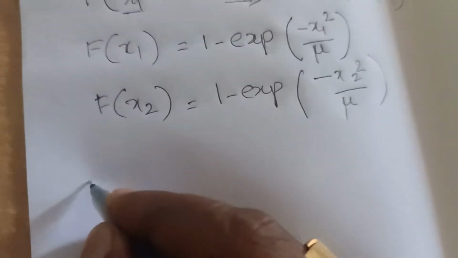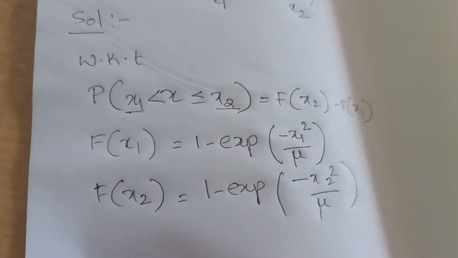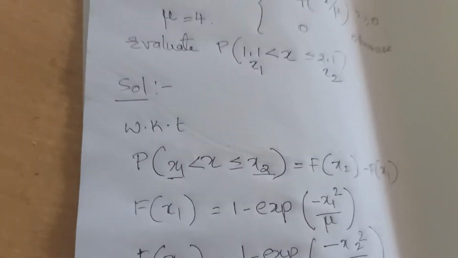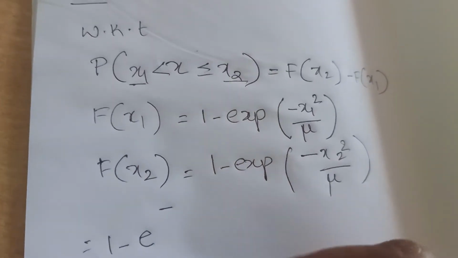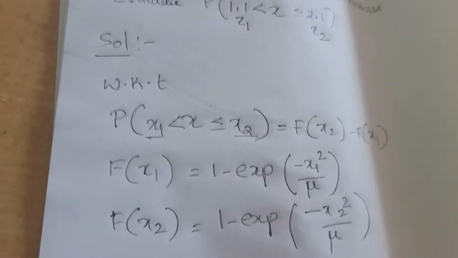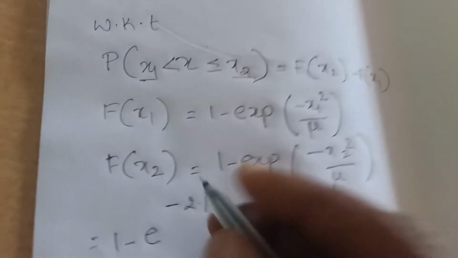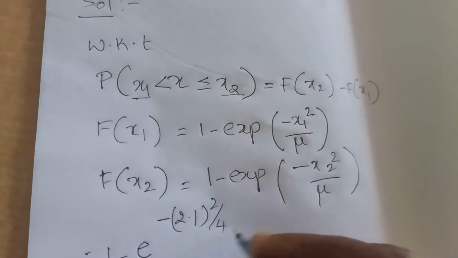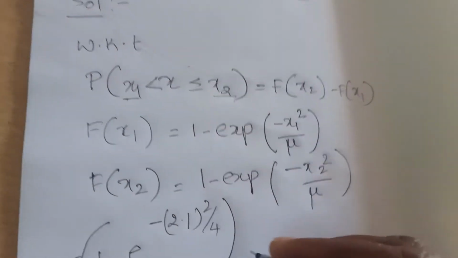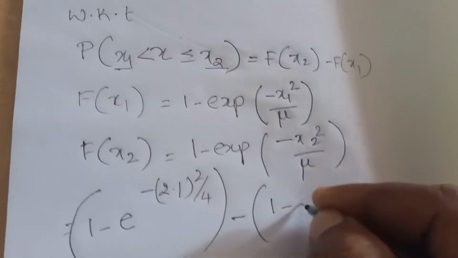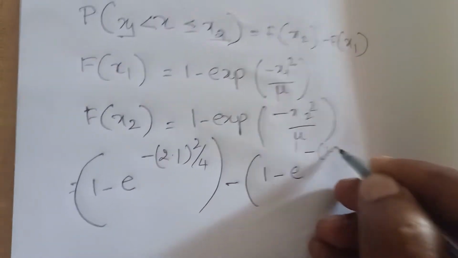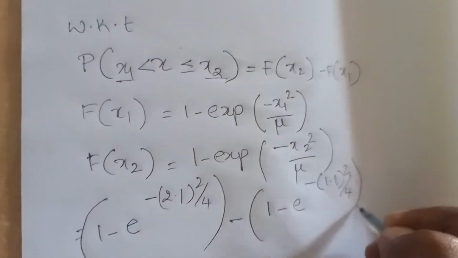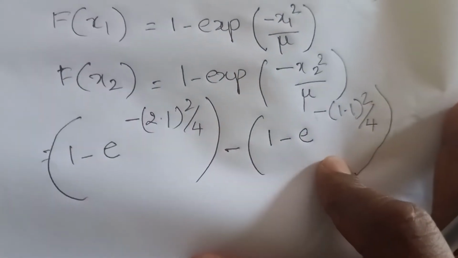So now if you substitute that in this formula, F of x2 minus F of x1 is the formula. Therefore, you get 1 minus e power minus x2, which is 2.1, the whole square by 4, minus 1 minus e power minus x1, which is 1.1, the whole square by 4. So this is what you get.